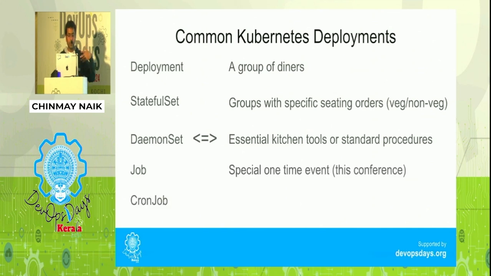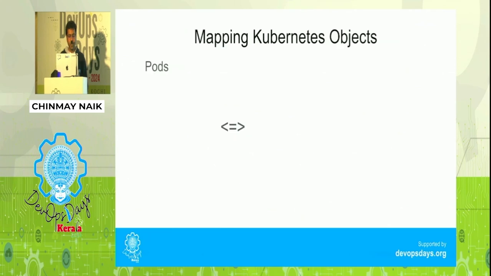A job and a cron job are pretty simple, or if I could just elaborate, you have a special one-time event, like this conference, for example, and you have a recurring job, like recurring parties or whatever. So that's something that you can take a look at. I'm going to move a bit fast because of the time as well.